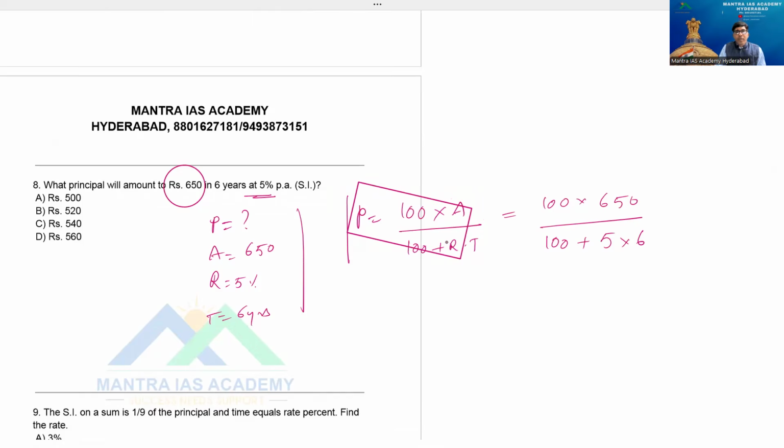Amount is equal to what? P is equal to 100 divided by this one. So now cancellation, beta. 100 into 650 by 130. 0 gets cancelled and 13 5s are 65. So what's the value of this? 5 into 100 we have 500. This is the way of doing it when the information is in this style.